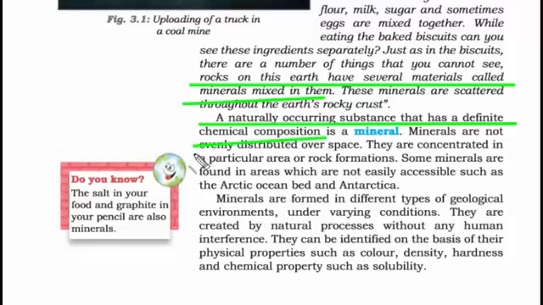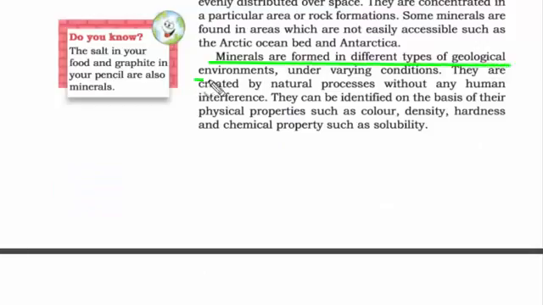Another important thing is that minerals are not evenly distributed on Earth. That means you will not find minerals everywhere in equal proportion. Minerals are usually concentrated in areas where there is a lot of rock formation. Some minerals are found in areas which are not easily accessible, such as the Arctic Ocean bed and Antarctica. Minerals are found in different types of geological environments under varying conditions.